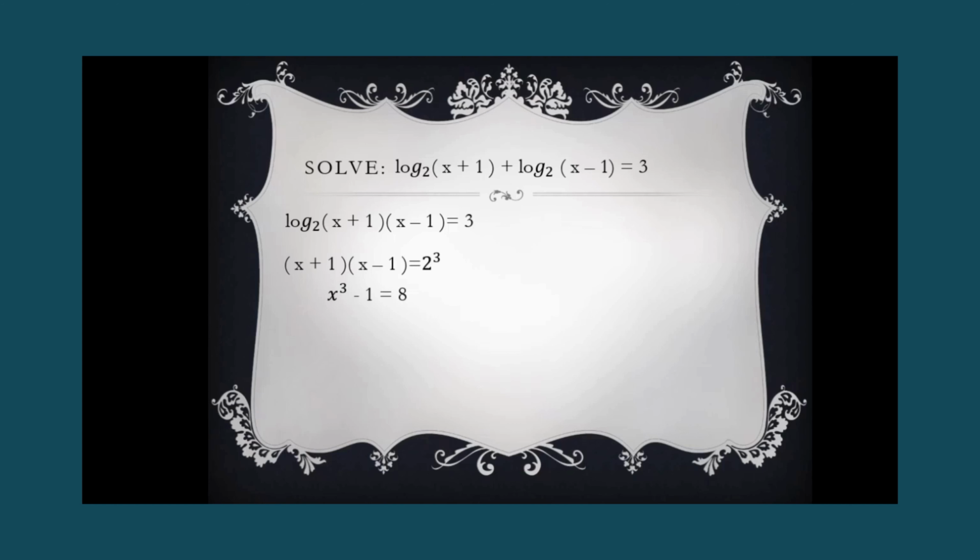Next, we're going to move 8 to the left side and it will become negative. Negative 8 plus negative 1 is equal to negative 9.